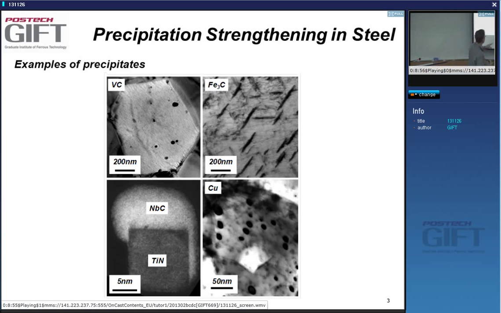Example here of another precipitate that we see in high-strength low-alloy steels. These are carbides and nitrides of niobium and titanium. And another way to precipitation harden ferrite is by copper additions. And we'll talk about this a little bit more in-depth today.